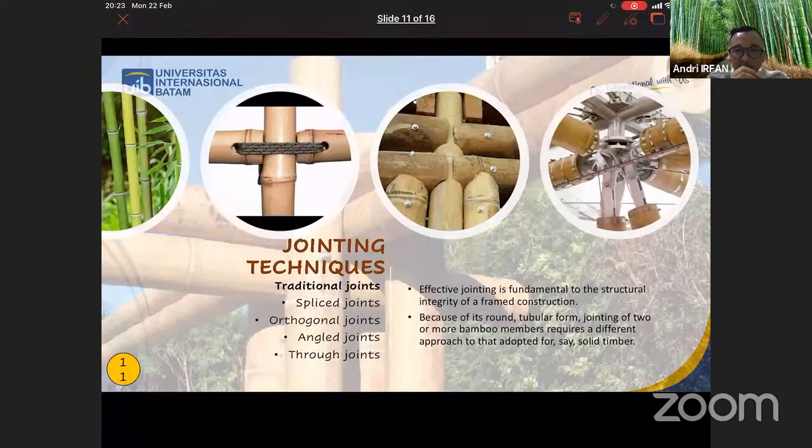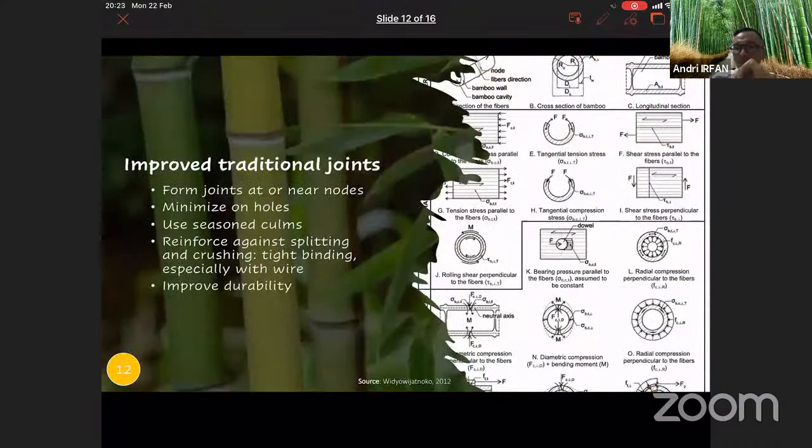About the traditional joint, the method relies principally on lacing or tying, with or without pegs or dowels. The basic joint types are splice joint, orthogonal joint, angle joint, and throat joint. There are a lot of joint examples. It's about the improved traditional joint.